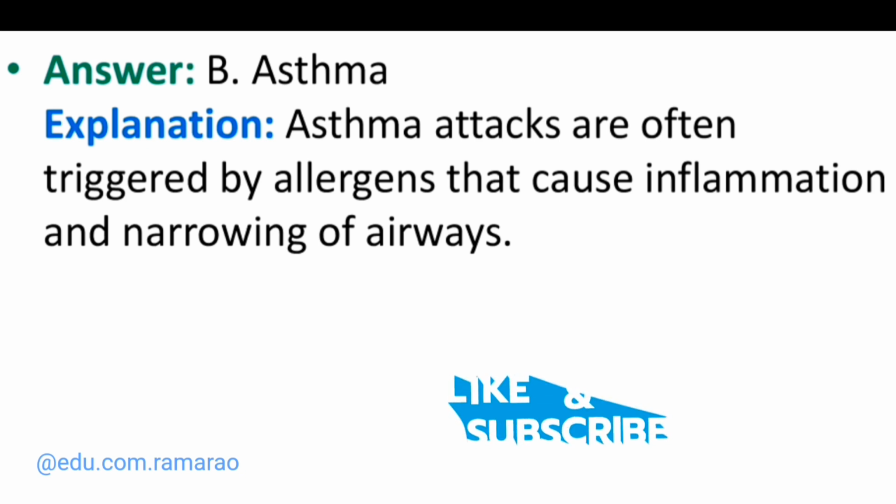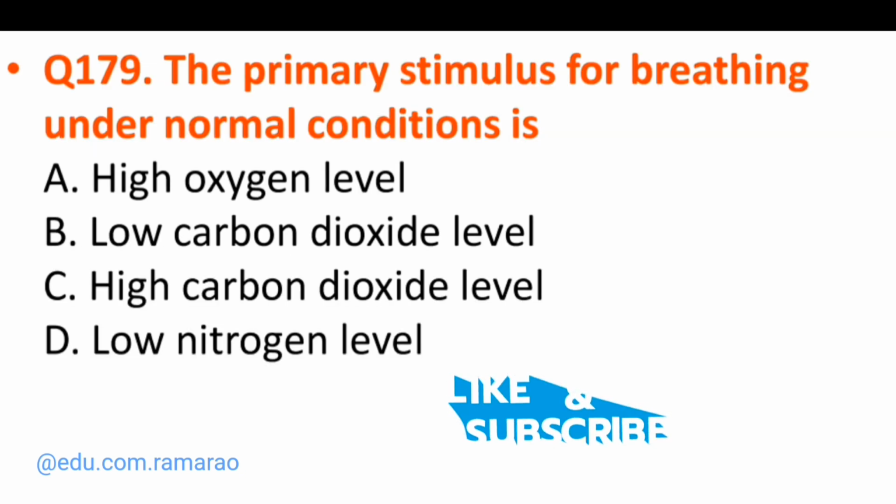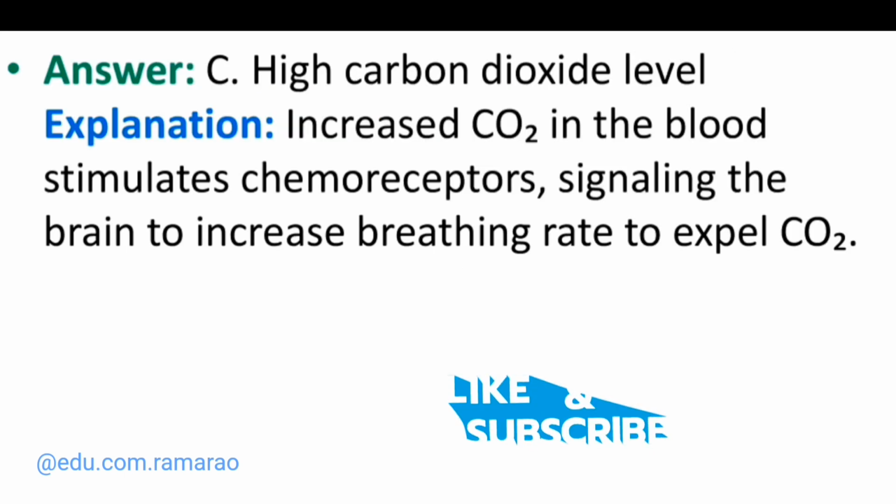Next question. The primary stimulus for breathing under normal condition is option A high oxygen level, option B low carbon dioxide level, option C high carbon dioxide level, option D low nitrogen level. The correct answer is high carbon dioxide level. Increased carbon dioxide in the blood stimulates chemoreceptors, signaling the brain to increase breathing rate to expel carbon dioxide.